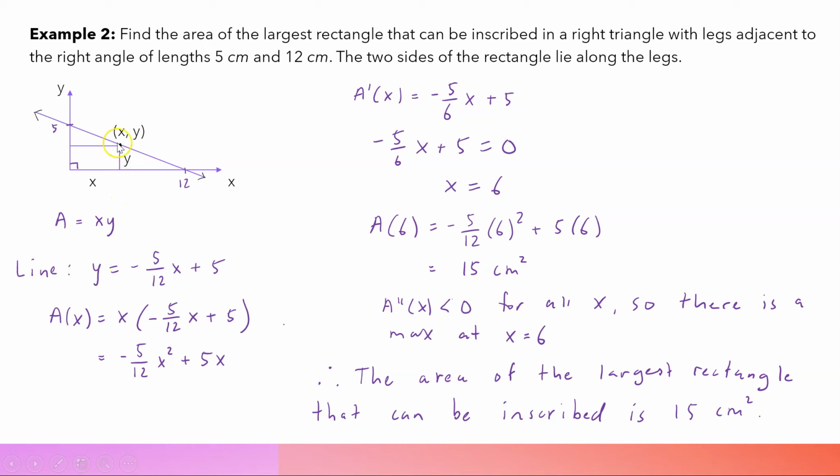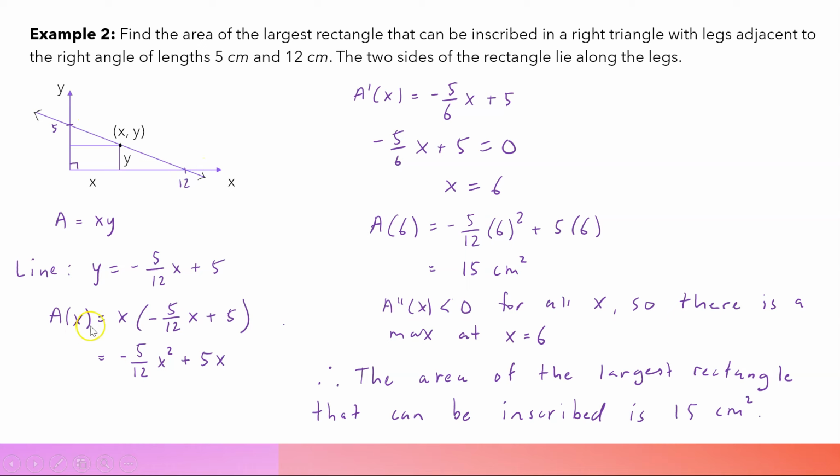And now, since this point on the rectangle moves along this line where the hypotenuse is, that means I can take my area function that contains x and y, and replace y with the equation of the line. Because the top right point of this rectangle has to be on this line.